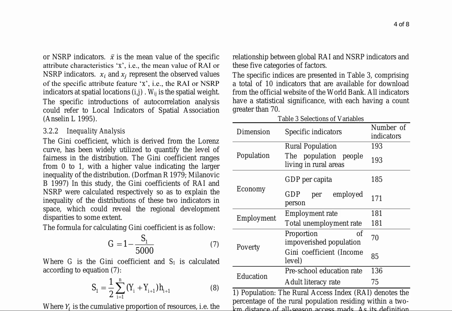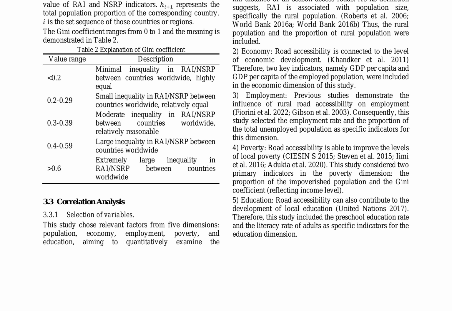across different regions. The Gini coefficient is a widely used measure of inequality, calculated as the ratio of the area between the Lorenz curve and the line of perfect equality to the total area under the line of perfect equality. In this study, the Gini coefficient is used to analyze the distribution of RAI and NSRP indicators, providing insight into the extent of inequality. Correlation analysis is also employed, focusing on 5 key dimensions: population, economy, employment, poverty, and education.